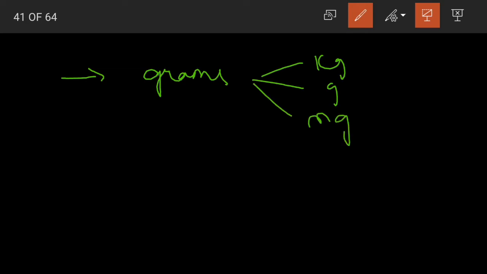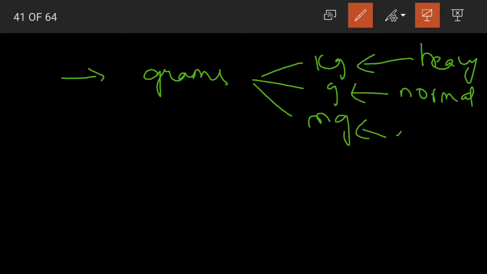Again, let us revise. We are having 3 measurements for weighing the mass. The standard unit of measurement is grams, and in that we have kilograms, grams and milligrams. Kilograms is for the very heavy objects, grams is for normal weighing objects and milligrams is for very light objects or very small objects which has very less mass. Now what is the relationship here?